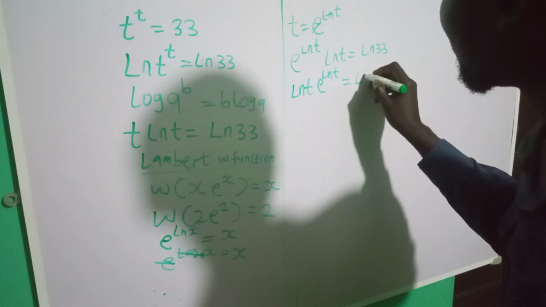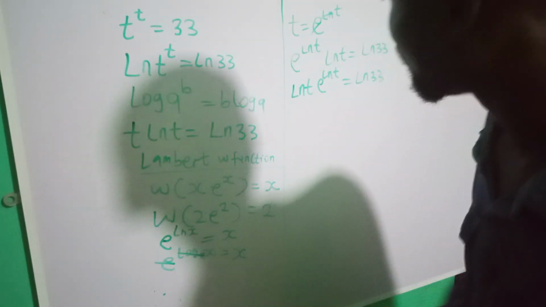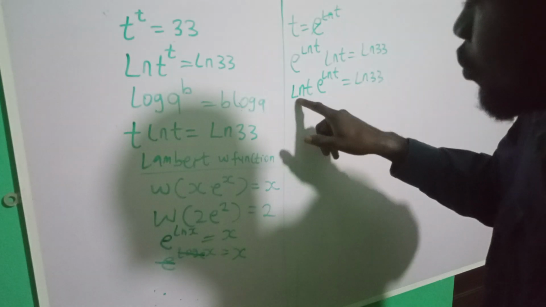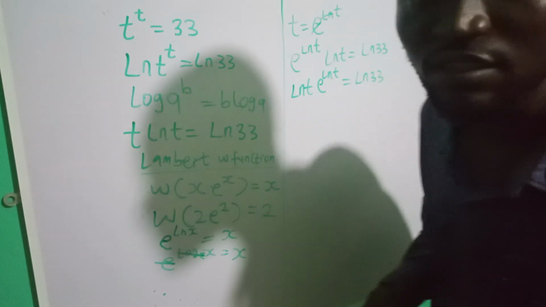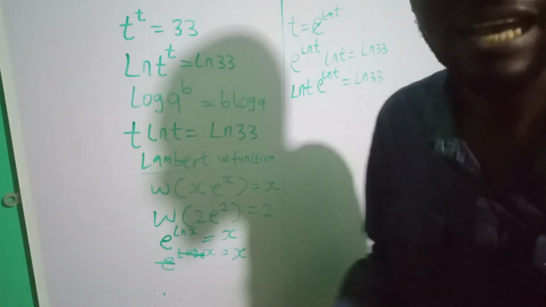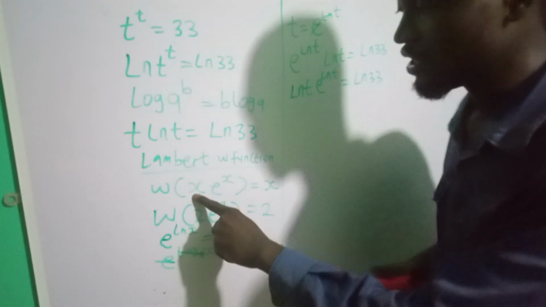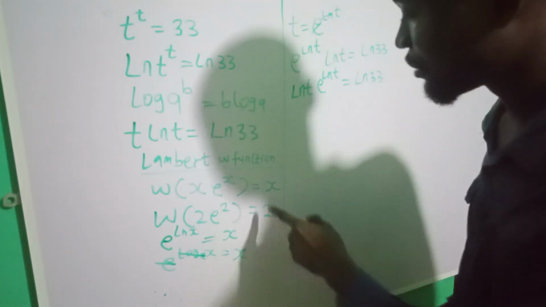Ln t is equal to ln 33. Now, do you notice something? Look at what happened. We have ln t as the coefficient of this e, and we also have ln t as the power of this e. So that means we are going to apply the Lambert W function. From the Lambert W function, you have x as the coefficient of this e, and x as the power of this e.